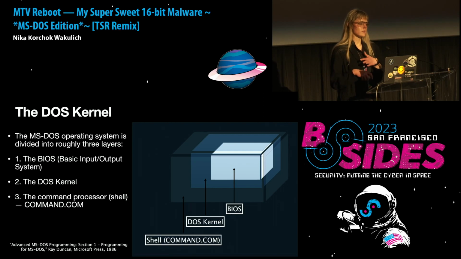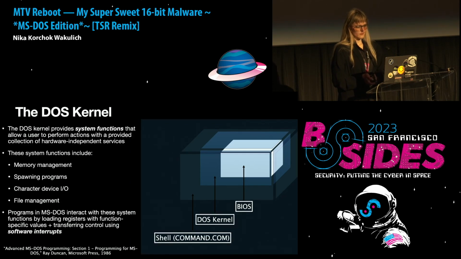And just a few more notes on the DOS kernel. MS-DOS's operating system is divided into roughly 3 layers. We have the BIOS, the basic input output system, around that the DOS kernel, and then further encapsulating, the command processor, or the shell, which is command.com. So the DOS kernel provides system functions that allow a user to perform actions with a provided collection of hardware-independent services. These functions let you do things like memory management, spawning programs, character device I/O, all the fun things.